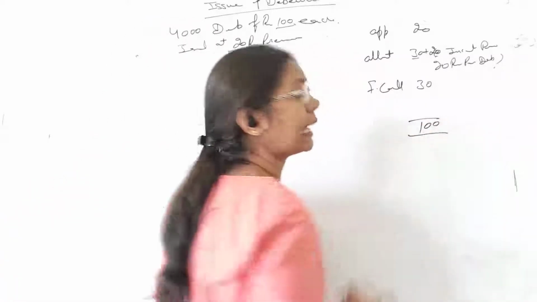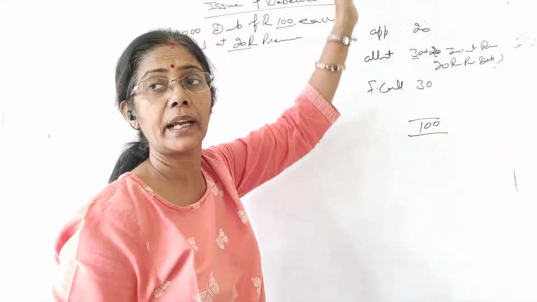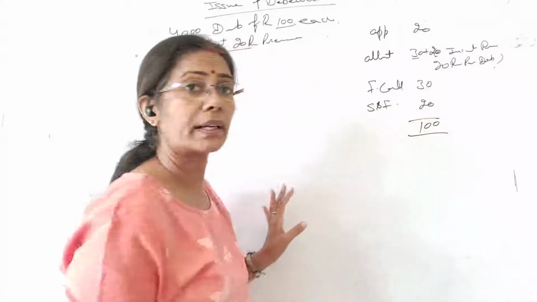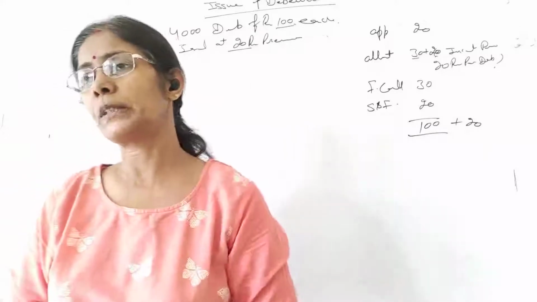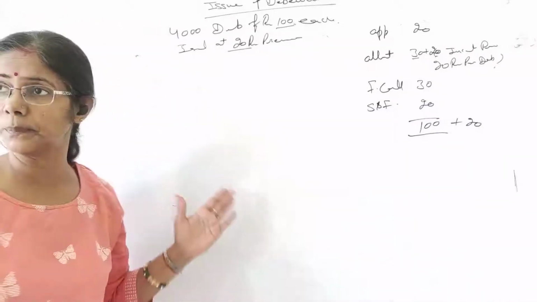We must write this 100, and 30 and 30 is 60, and 20 is 80. So what is the balance? 20. This is the second and final call. So 100 plus 20. This is your 20 rupees premium here in this question. Okay. So how to do it? That's very simple, like earlier.